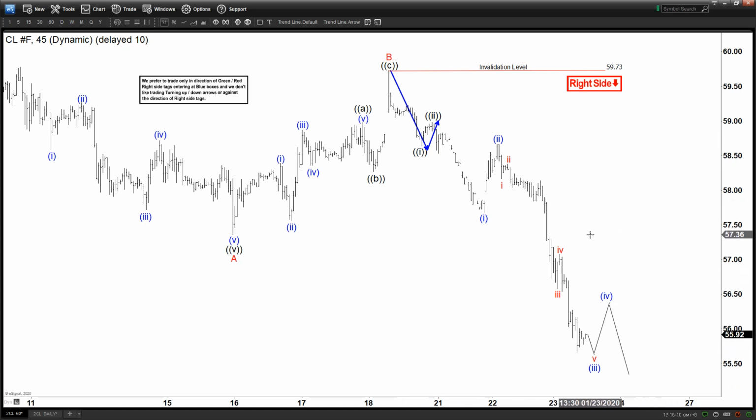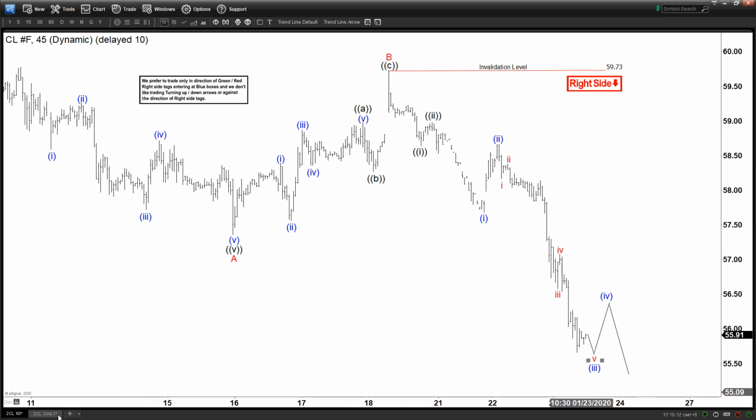So if we are looking at the shorter cycle, then that suggests oil should still see more downside. As long as we stay below 59.7, which is the starting point of this impulsive structure here, then we should be looking for the downside. Now if we take a look at the larger degree, things get quite interesting.